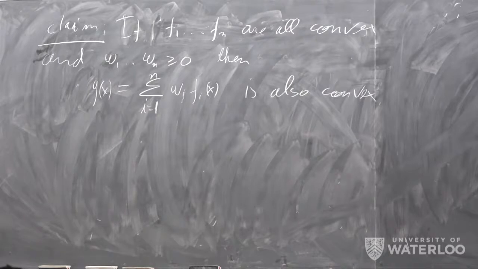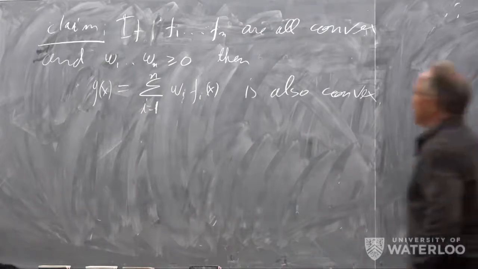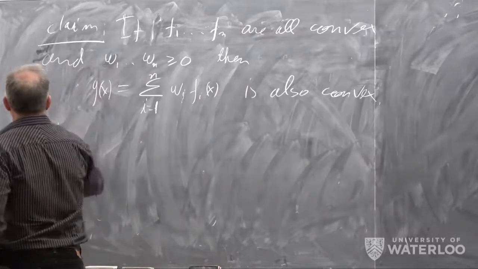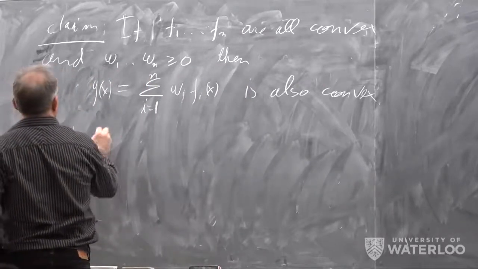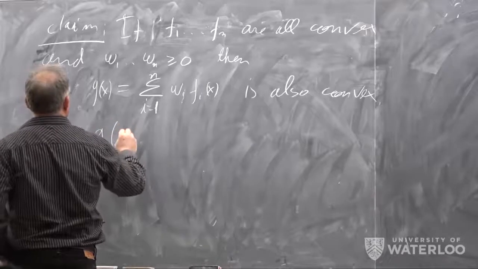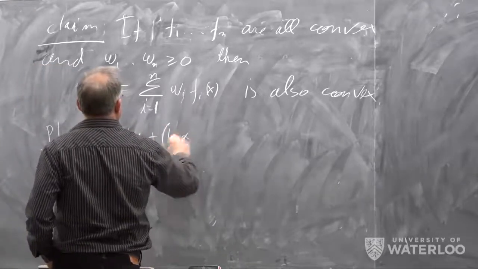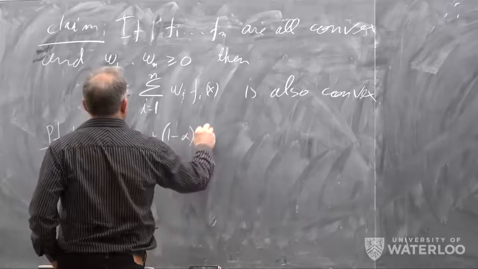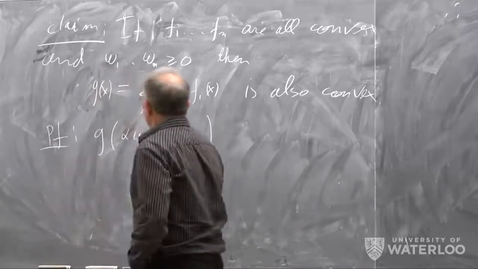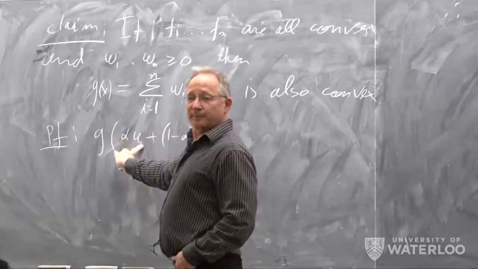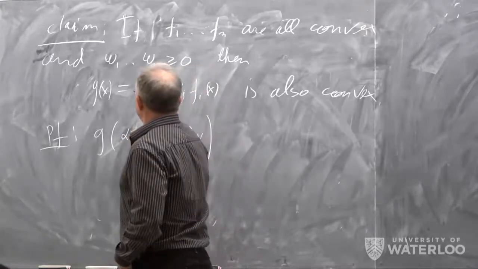Okay, and here the proof is very easy, straightforward, because everything is linear. So the proof is that we want to pick what is g of alpha u plus 1 minus alpha v, or alpha... Did I define it with x and y or u and v? Say x and y, they are most distinguishable.